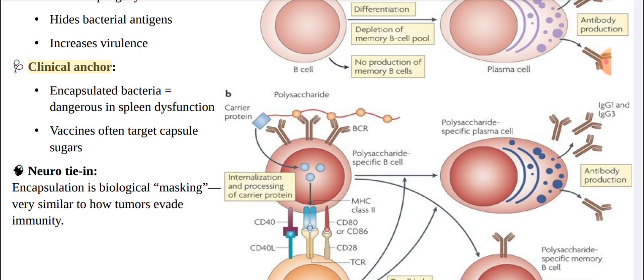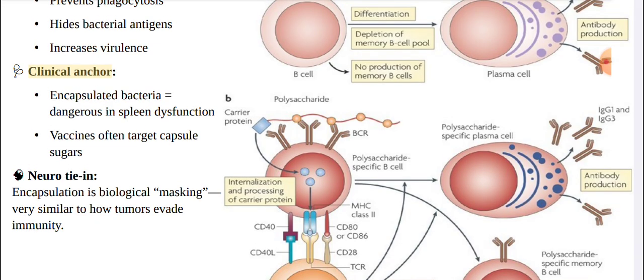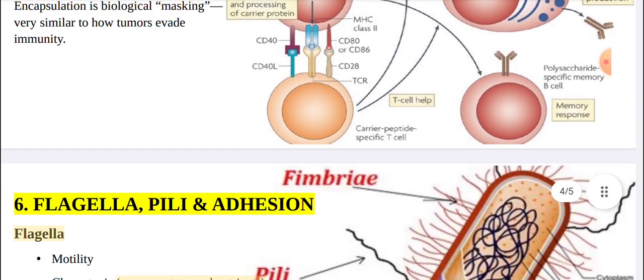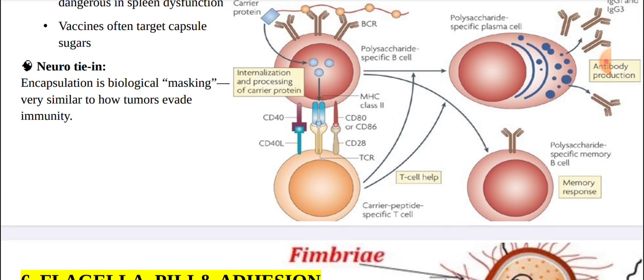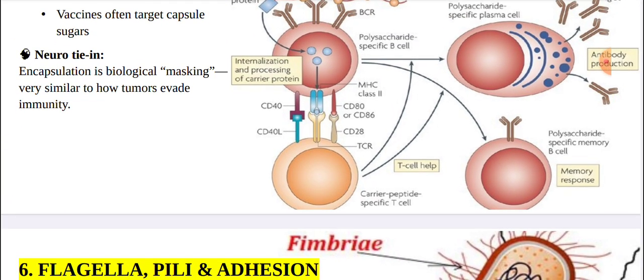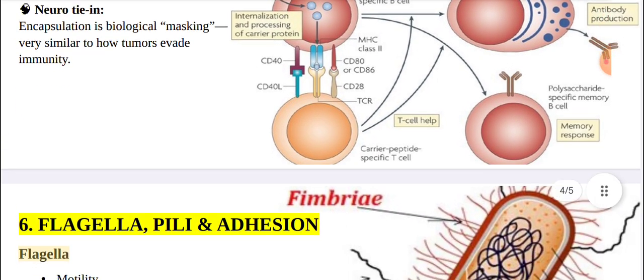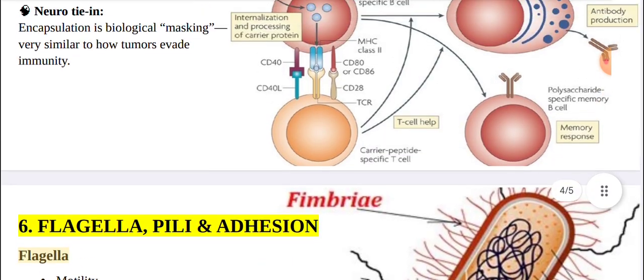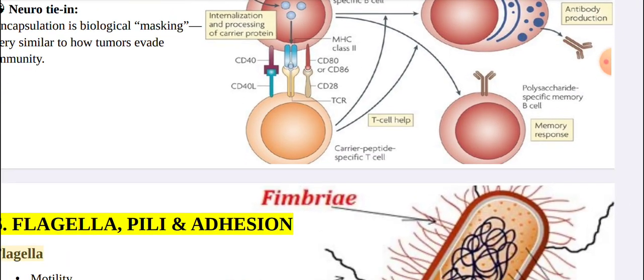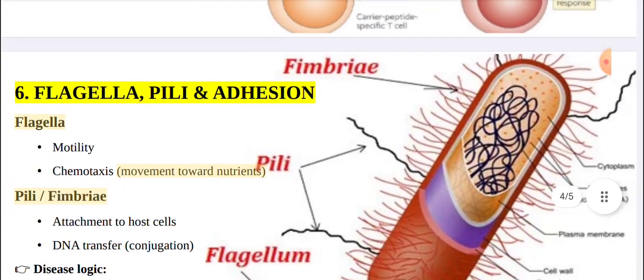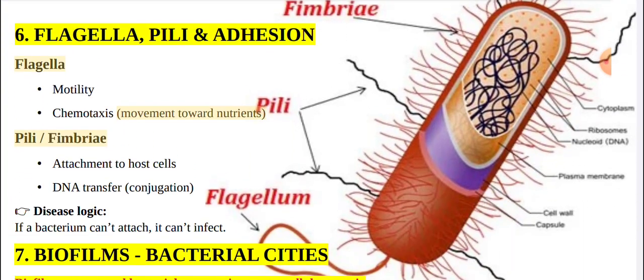Let's look at the other appendages on the list. We've got the stealth cloak, but we also have engines and grappling hooks, flagella and pili. These are the tools of interaction. Flagella are for movement, and I don't want you to picture a tail wagging back and forth. This is a rotary motor. A motor, like a machine. Literally. It has a rotor, a stator, and a drive shaft embedded in the cell wall. It spins at thousands of RPM. It acts like a boat propeller.